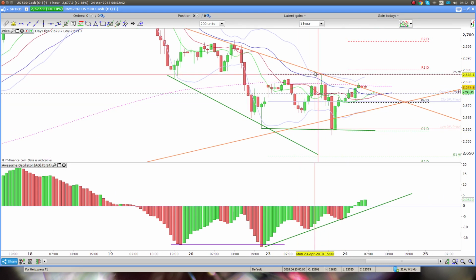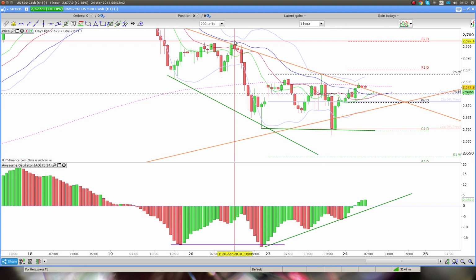But all the time while we're testing the blue line, you can see we test the blue line there, and you can see how price was moving up. We test the blue line there, see how price is moving up, but we did not break the zero. So this blue line in the middle of the Awesome Oscillator is the zero. We broke it this morning at 4 o'clock. At the same time, we broke above this blue line.